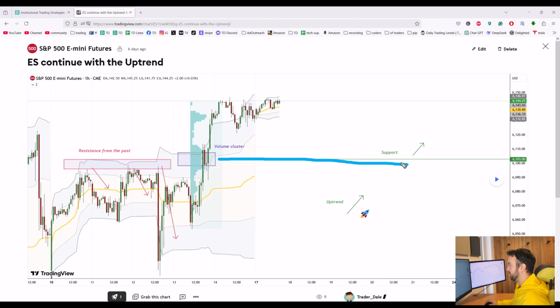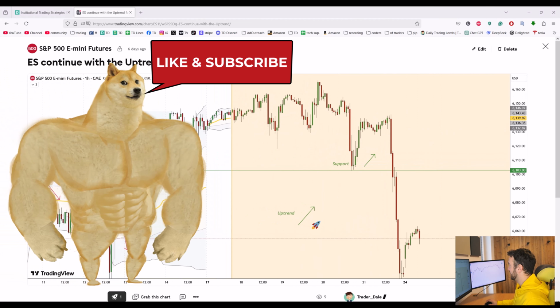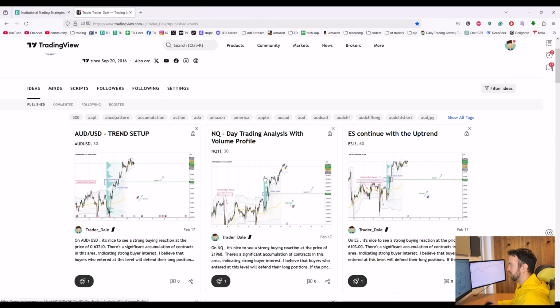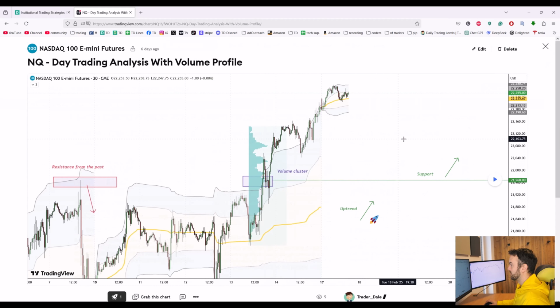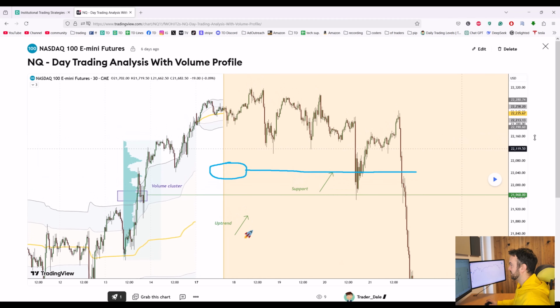We had a long level here based on this volume cluster. So this is how it played out. As you can see, there was a beautiful reaction right here. So this was a winner. The next trade was on the NQ. And in here we had a long level, this one, based on those volumes. And as you can see, it was a winner as well, this beautiful reaction right here.